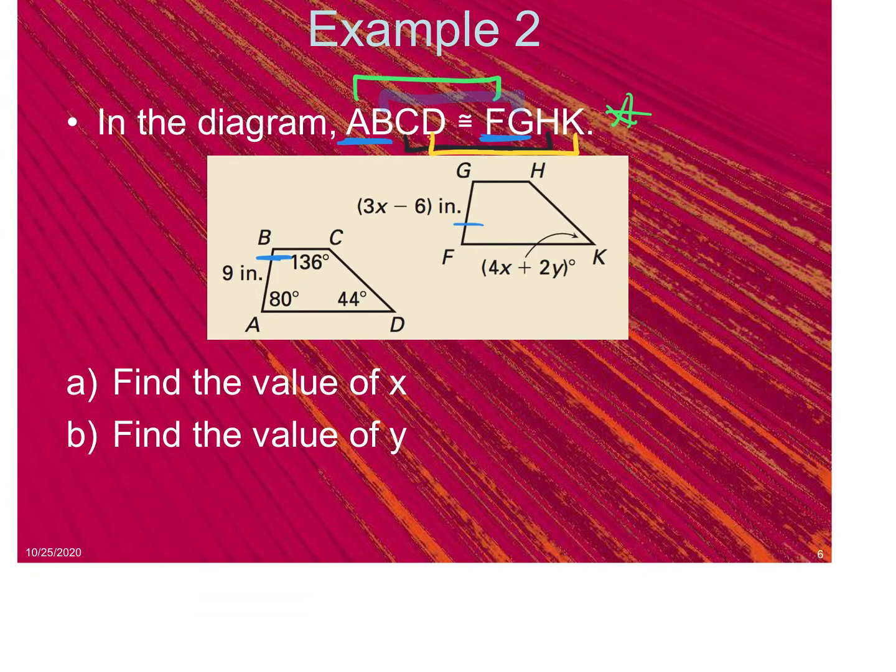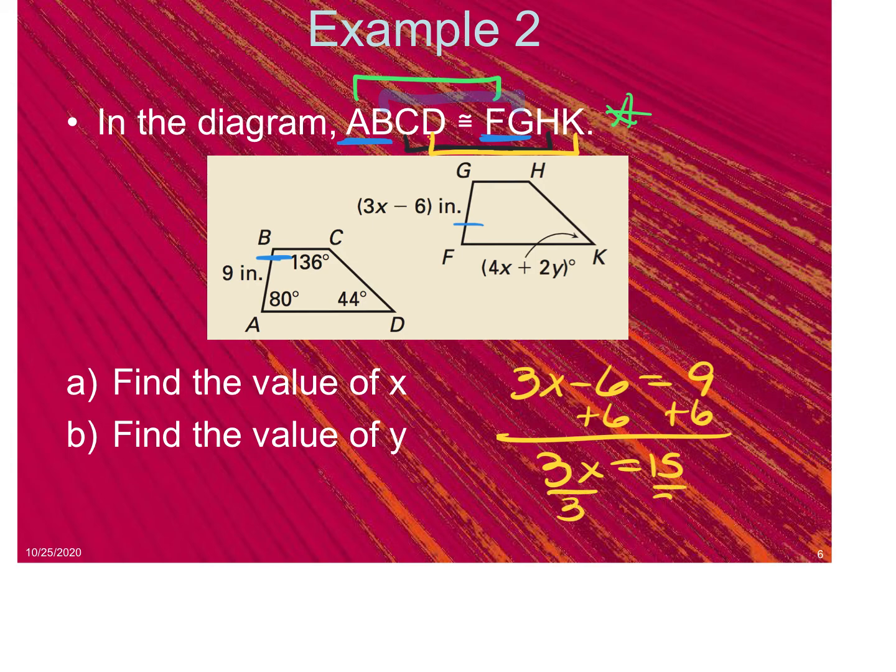So the equation I'm going to set up to solve to find X is going to be 3X minus 6 is equal to 9. I'm going to add 6. 3X equals 15. Divide by 3. And X equals 5.